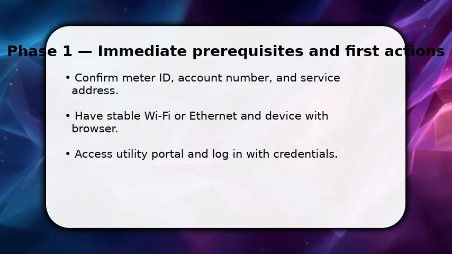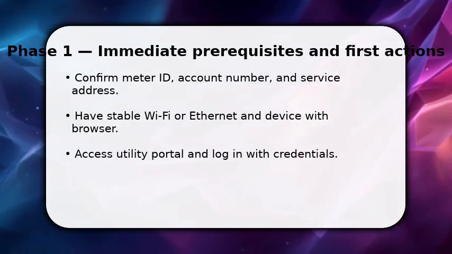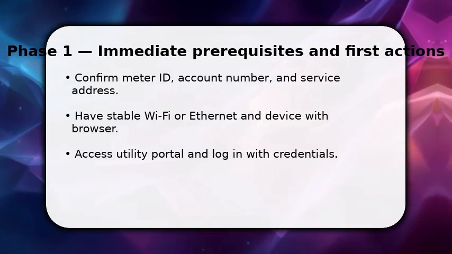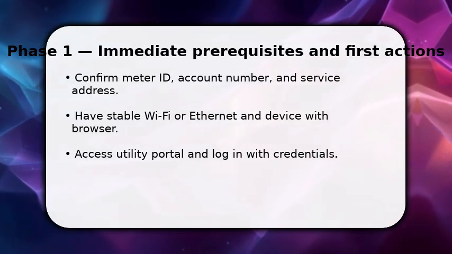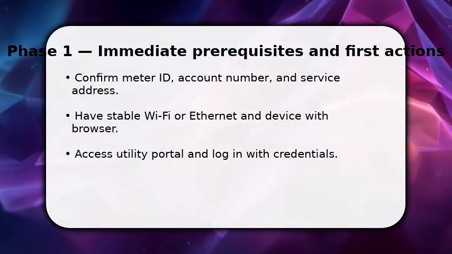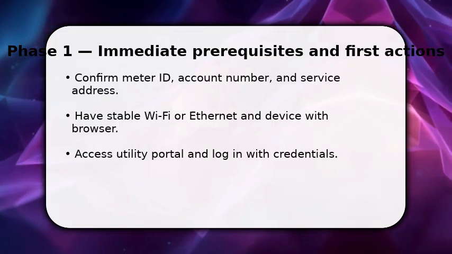You begin by confirming the meter ID and account number. This prevents linking the wrong device. Next, make sure your router provides stable Wi-Fi or a direct Ethernet connection. Weak networks cause failures. Open the utilities online portal and sign in with your account credentials.